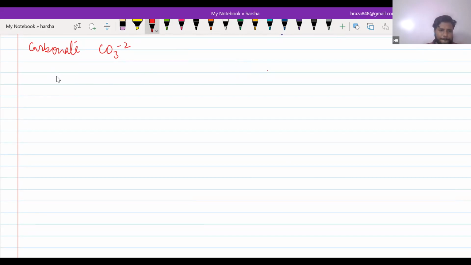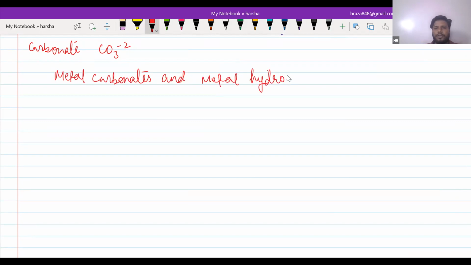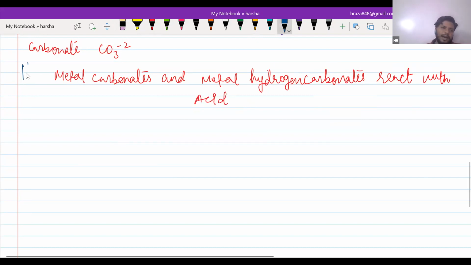Metal carbonates and metal hydrogen carbonates react with acid. So basically there can be a topic like how metal carbonates and metal hydrogen carbonates react with acid. I am going to write the general formula first, then I will take an example to show how it will react.